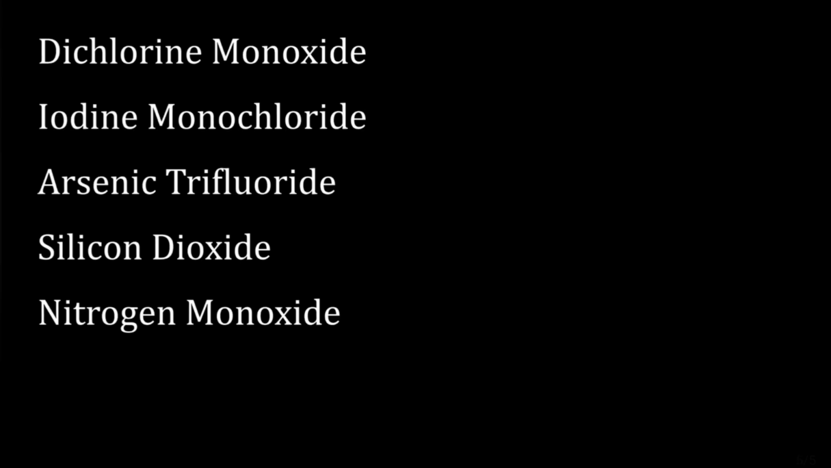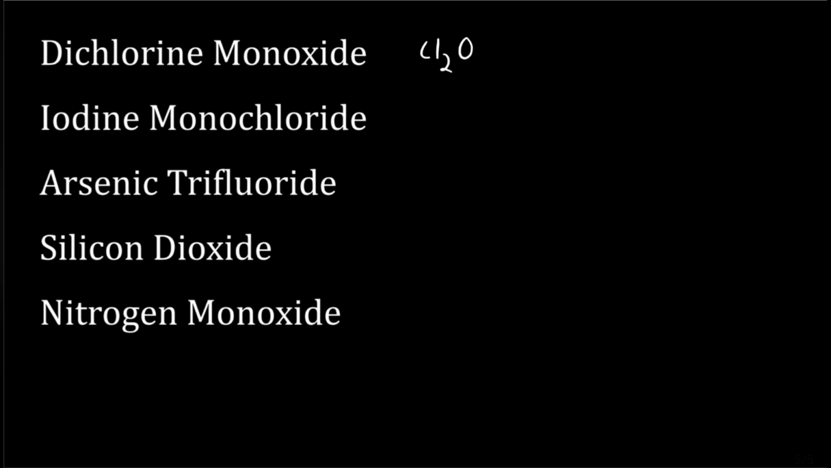Let's work through a few examples. So first of all, we have dichlorine monoxide. The di tells us we're going to have 2, and chlorine symbol is Cl, so we're going to write Cl2. Next we have monoxide, which tells us we have 1 oxygen, so this is going to be Cl2O. Next, we have iodine monochloride. Since there's no prefix in front of the iodine, we assume there's only 1. And since we have the prefix mono in front of the second element, chloride, we know there's only going to be 1 of those as well, 1 chlorine.